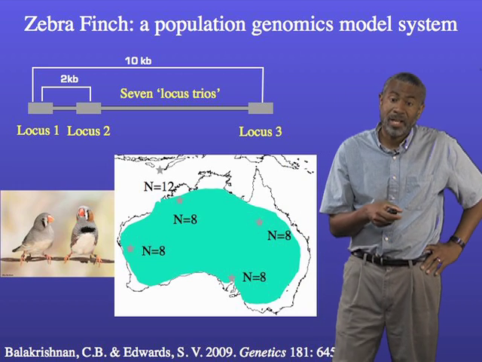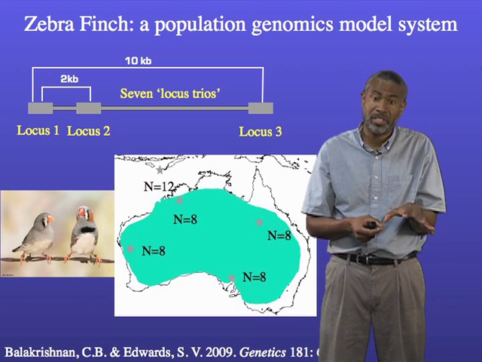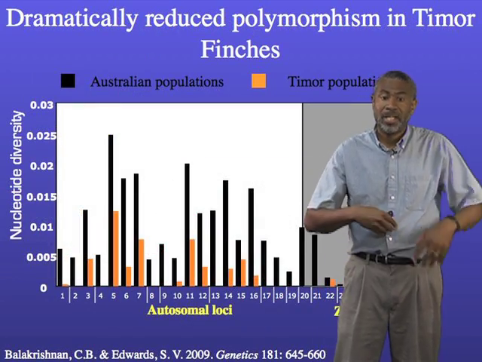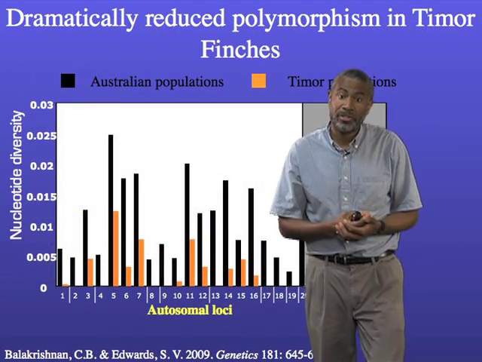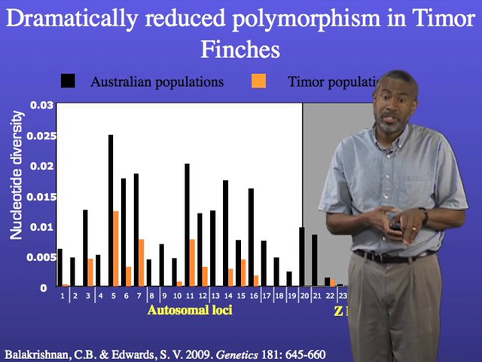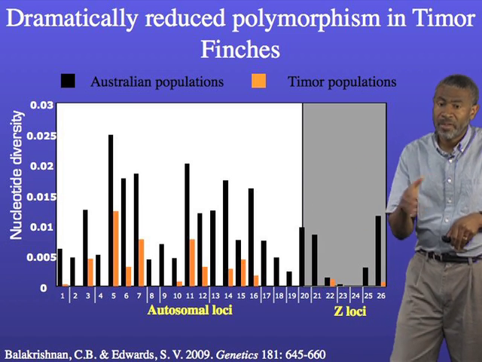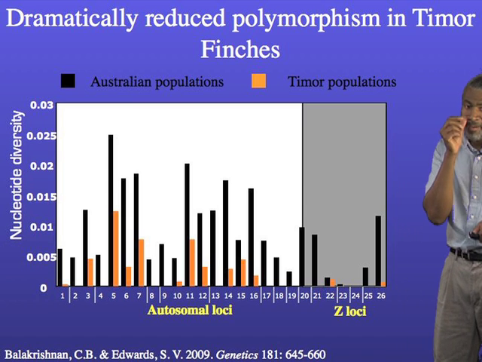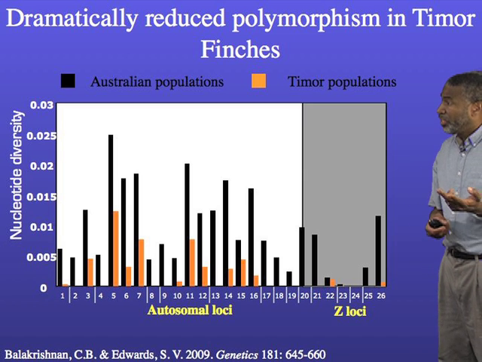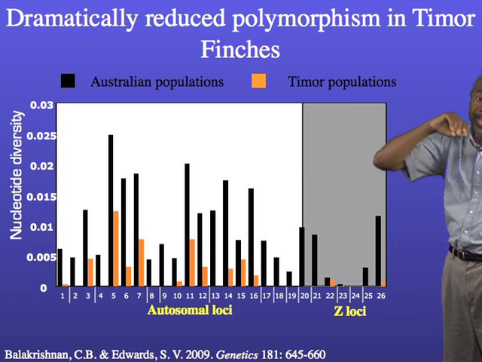So let's look at some of the patterns that we've seen in both the continental populations of zebra finches as well as the island populations in Indonesia. So let's look at genetic diversity. It's a standard measure of phylogeography. You can see nucleotide diversity on the y-axis, and you can see here for each of about 26 loci on the x-axis how much genetic diversity we have. You can see that in the Australian populations, which are in the black, quite a lot of genetic diversity. Those bars are really, really high.